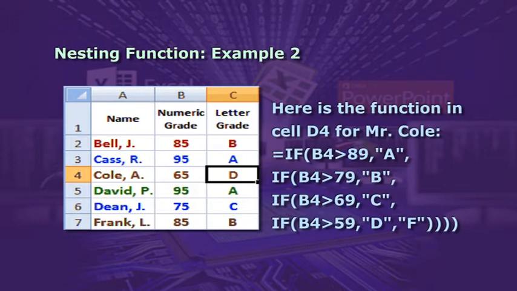Here is the function in cell D4 for Mr. Cole. If B4 greater than 89, A, if B4 greater than 79, B, if B4 greater than 69, C, if B4 greater than 59, D, else F.